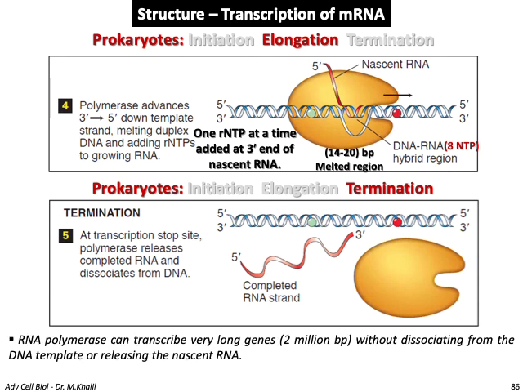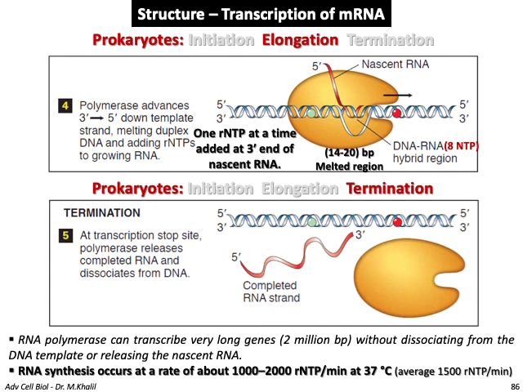RNA polymerase can transcribe very long genes, around 2 million base pairs, without dissociating. This means it's a very stable complex, without releasing the nascent RNA. This information is very important. RNA synthesis occurs at a rate of about 1,000 to 2,000 ribonucleotides per minute at 37 degrees centigrade. So actually the average that you need to study is 1,500 ribonucleotides per minute.